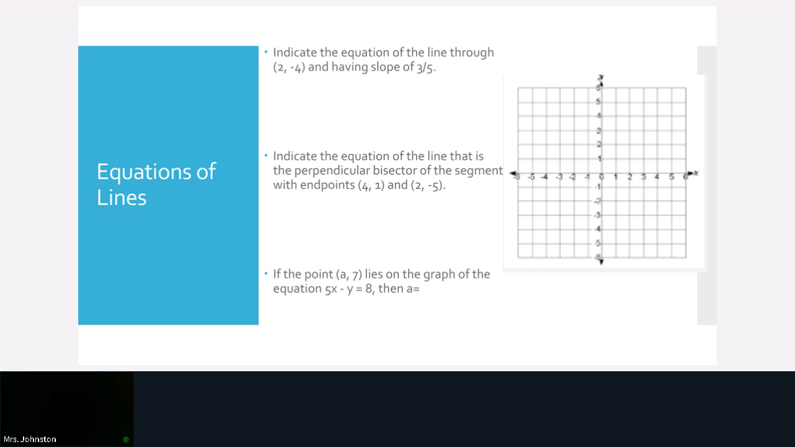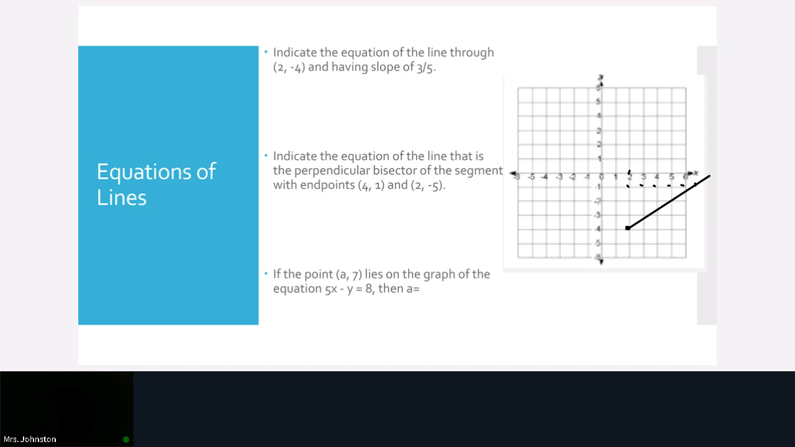Okay, so let's see if we can draw this one on the board. I'm going to plot the point (2, -4) by moving 2 spaces to the right and 4 spaces down. And then I'm going to use the slope by going rise to run, up 3 and over 5. 1, 2, 3, 4, 5. So the line containing this point and this slope is this line.